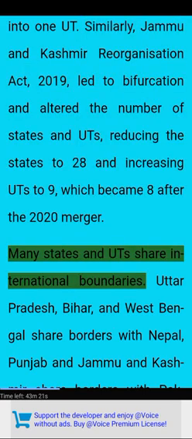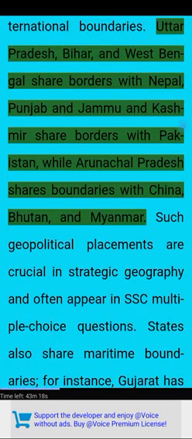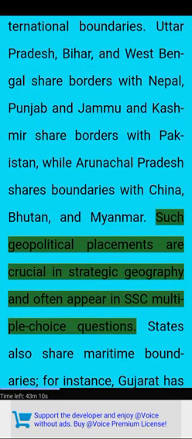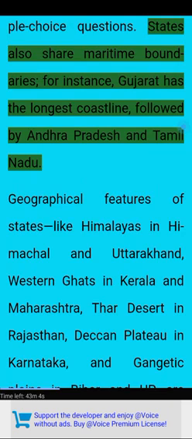Many states and UTs share international boundaries. Uttar Pradesh, Bihar, and West Bengal share borders with Nepal. Punjab and Jammu and Kashmir share borders with Pakistan, while Arunachal Pradesh shares boundaries with China, Bhutan, and Myanmar. Such geopolitical placements are crucial in strategic geography and often appear in SSC multiple choice questions. States also share maritime boundaries. For instance, Gujarat has the longest coastline, followed by Andhra Pradesh and Tamil Nadu.